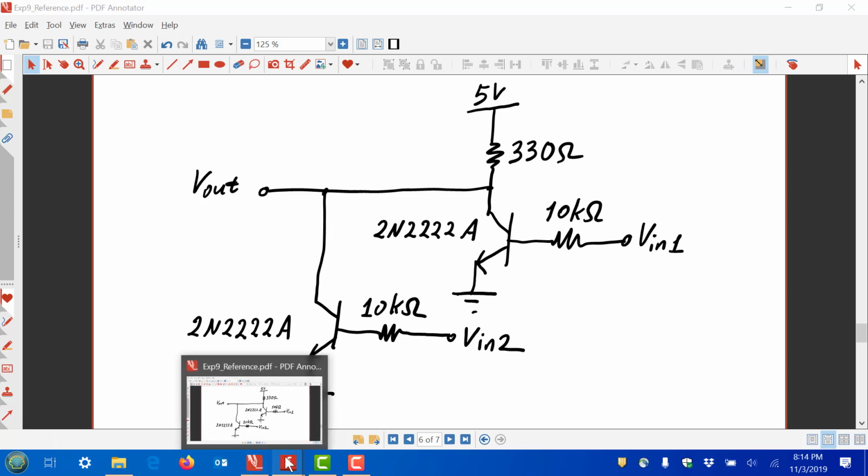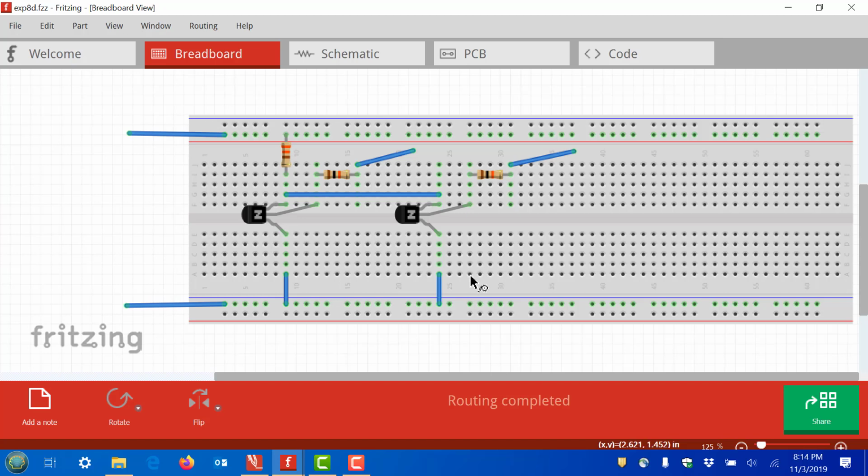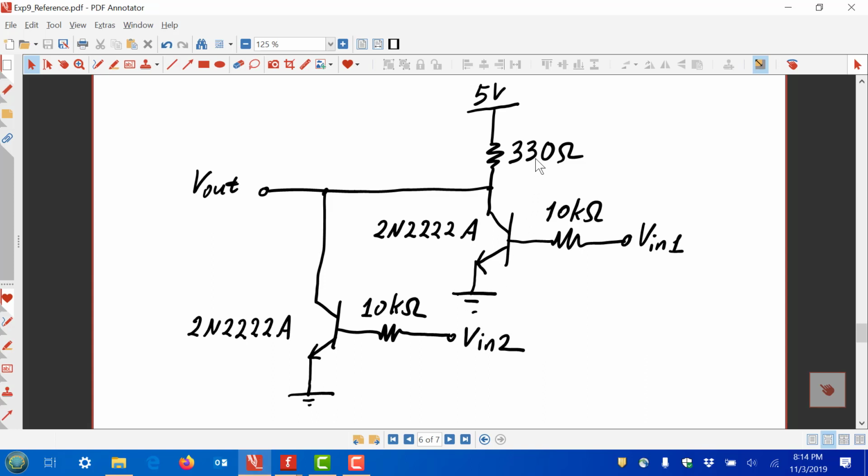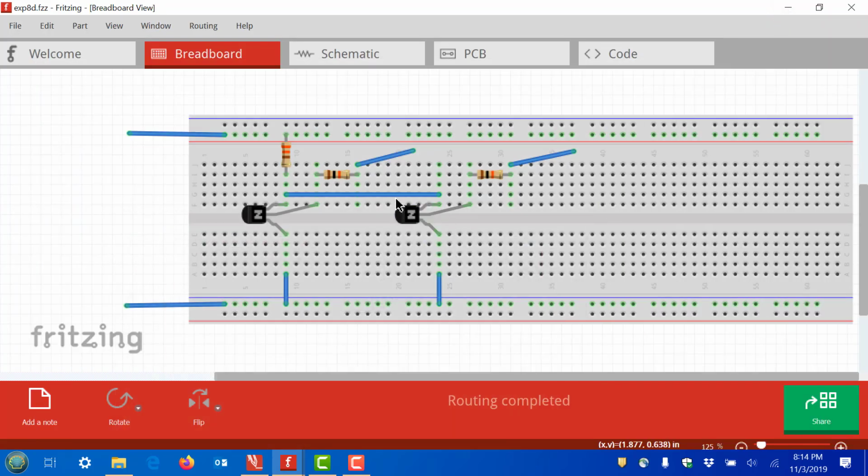Let's take a look at the actual structure over here. So you can see that in this case, what I've done is, as seen on the diagram over here, there's one 330 ohm that both the collectors are tied to, but you have 2 10Ks that are connected to the 2 inputs. And that's what you see here.